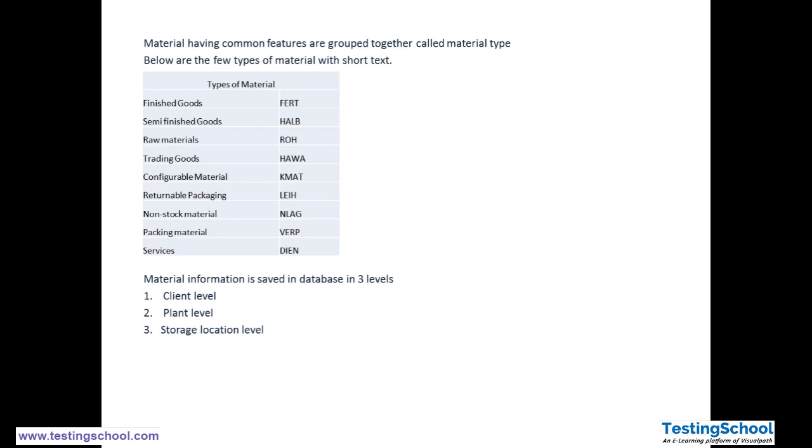Materials having common features are grouped together and are called material types. Below are a few materials. So materials in SAP are grouped together. Those in a material type like finished goods are grouped together as finished goods, and likewise semi-finished goods.